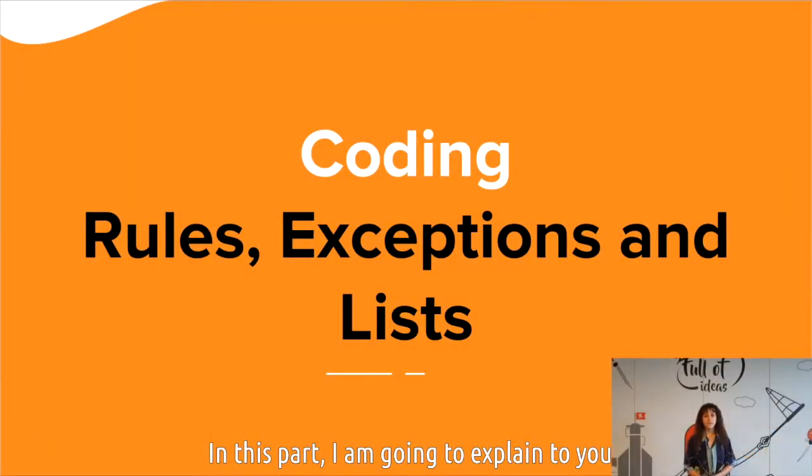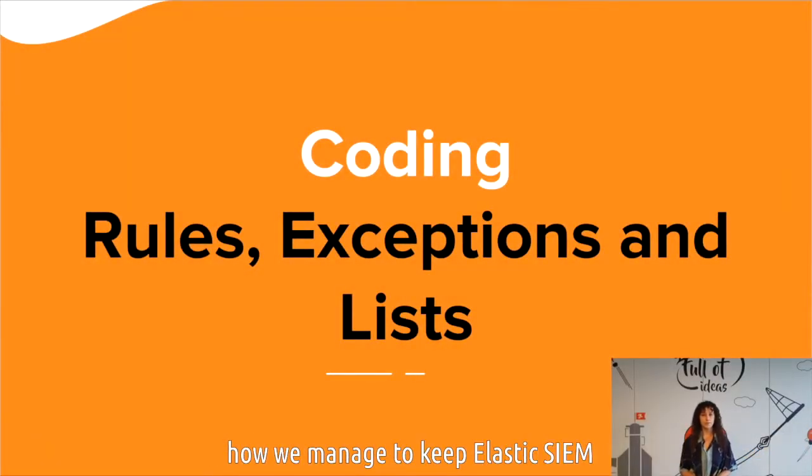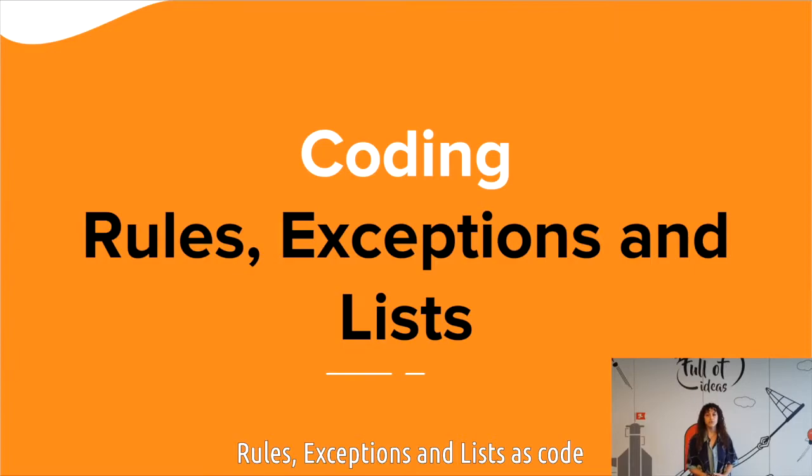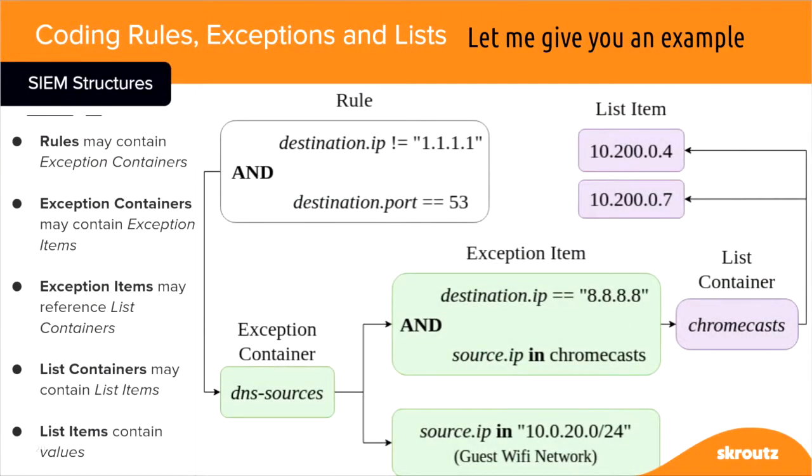And in this part, I'm going to explain to you how we manage to keep Elastic SIEM rules, exceptions, and lists as code. Let me give you an example to explain how exactly they work.